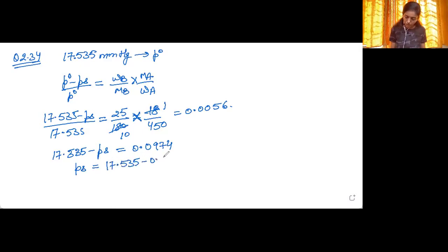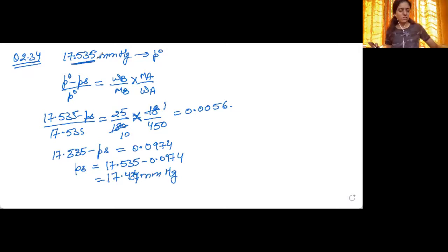17.535 minus 0.0974. So it is equal to 17.44 millimeter of mercury. Or you can just write 437, because this is up to the third decimal place. We can take it as up to the third decimal place. Okay, so this is a simple, small question. So it should be a big relief for you also. So let's now move into the next question.